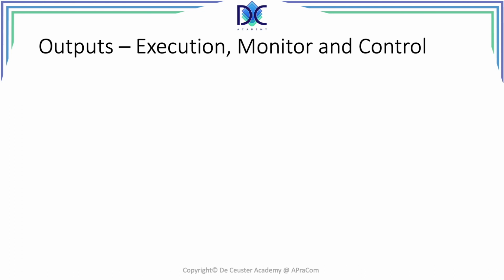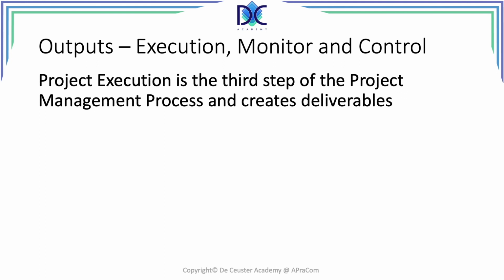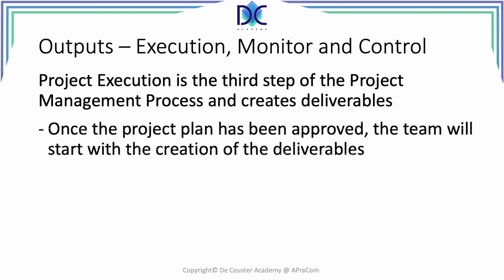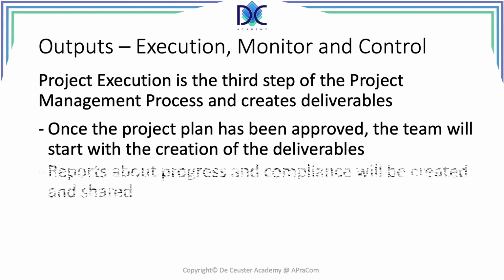We have the outputs of execution, monitor, and control. Here we look at the creation of the deliverables. Now, once the project has been approved, the plan has been accepted, we can continue with execution. It's not always the case that we have the permission to continue. Nevertheless, let's assume that our plan was good, we have good baselines, we have a good revenue, our business case is valid, and we start by creating those deliverables.